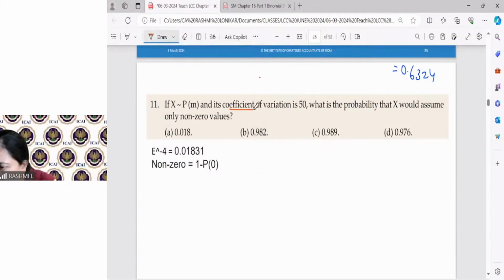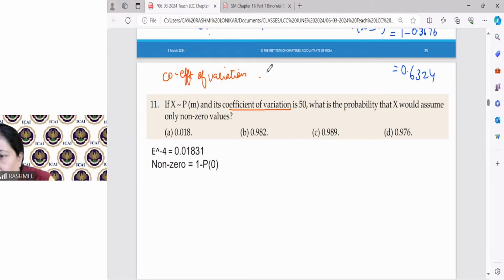Now I have coefficient of variation. Remember, you studied that? Coefficient of variation is given by sigma upon mean, that is standard deviation upon mean into 100. Okay. This is one very important concept.